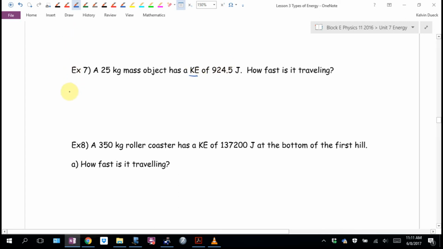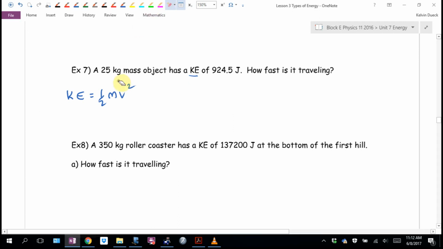I think my first approach is going to be to write down the kinetic energy equation, a half mv squared. Connor, what did you say they want me to find? What letter is that in this equation? I want to get the V by itself. Don't memorize this. We'll derive it. Here is yet another equation. How am I going to get the V by itself?